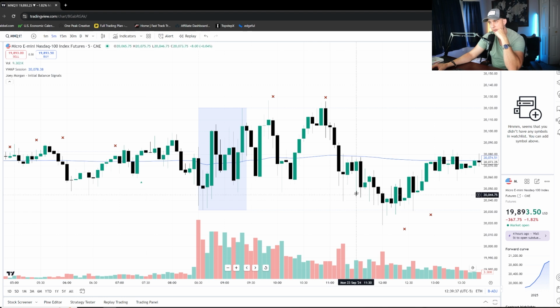Now, would you have maybe taken the whole trade down to the initial balance low before you got stopped out? Maybe not, right? You may have trailed your stop too tight and got stopped out.